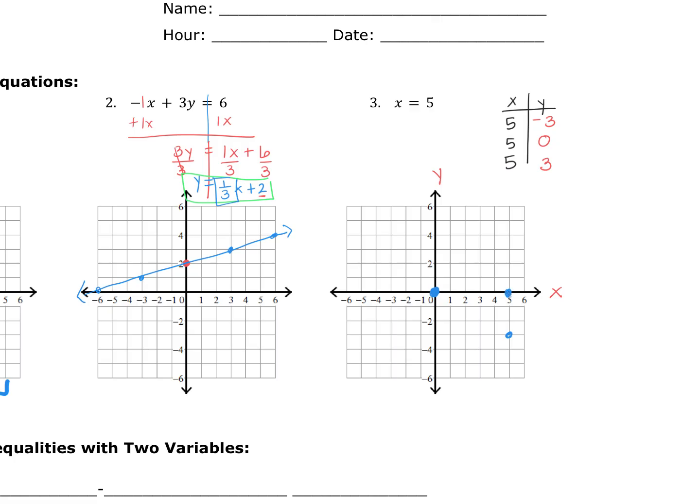Okay? The last one says 5, 3. So again, I'm starting at 0, 0. I'm going right to 5, and now I'm going up to 3. So this is going to make yourself a vertical line, just like that. Okay. If it said y equals 5, instead of putting all those 5s under the x's, I would put the 5s under the y, and then the x's I would choose 3 numbers to put there.